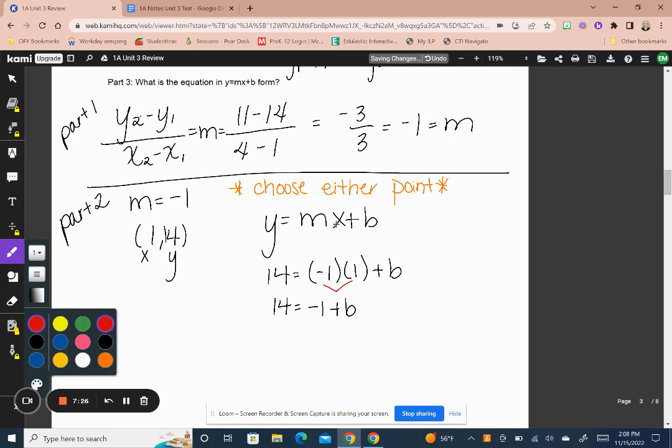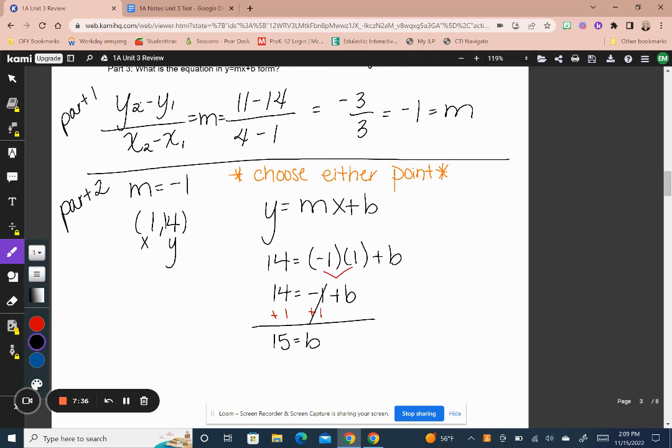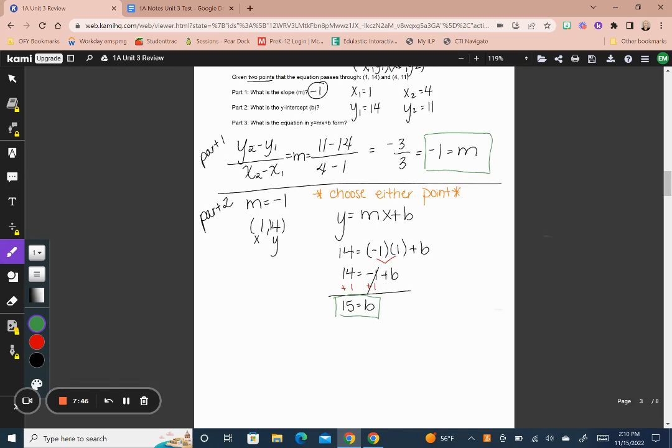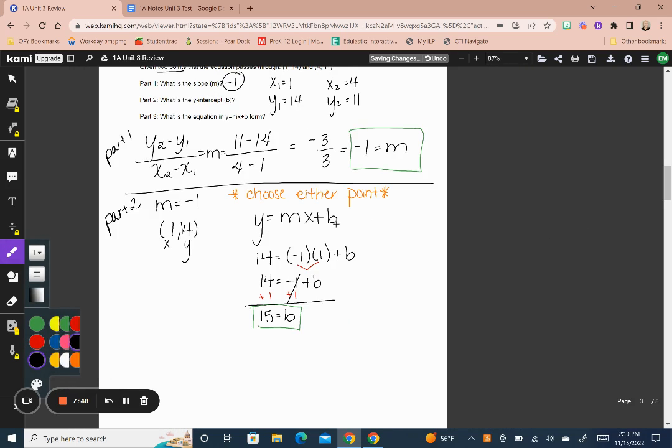Okay. And then we're going to add 1 to both sides. That cancels out. 14 plus 1 is 15. B is 15. Okay. So I have my 2 points. So now that I have my m and my b, m is negative 1. B is 15.